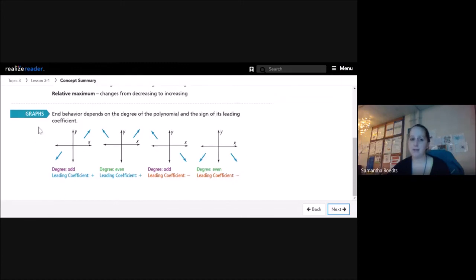Memorize this. I don't tell people to memorize stuff really often, but you want to memorize this end behavior. This will help you a lot, not just in this unit, but if you go on to pre-calculus, AP Calc, calculus, any higher level maths. This will help you instantly be able to tell end behaviors for any polynomial function. And that is the end of lesson 1.